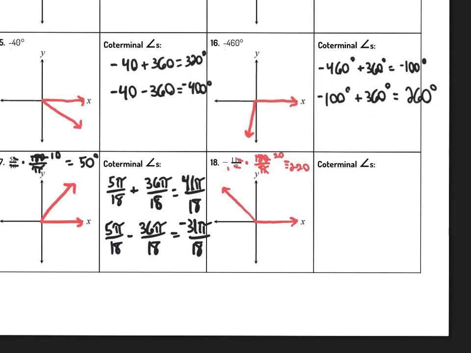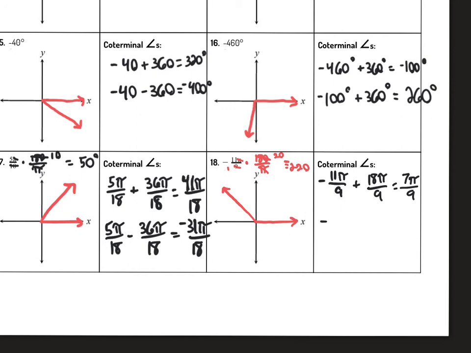Now I'm going to stay in radians when I find my coterminal angles. Negative 11 pi over 9. Even though it would be easier if I just found coterminal angles to 220 degrees, but I want to keep these in radians since we started with radians. So I'm going to add to that 9 times 2 is 18, 18 pi over 9. And we get 7 pi over 9, which is a positive answer.